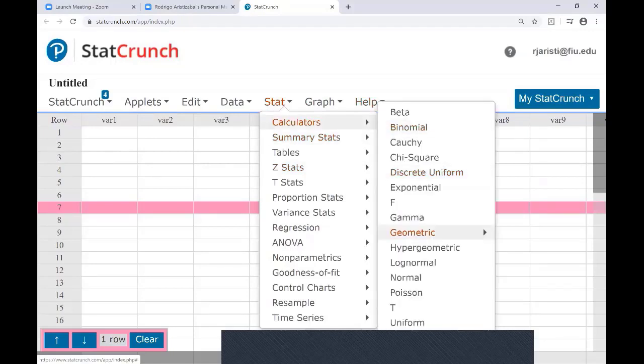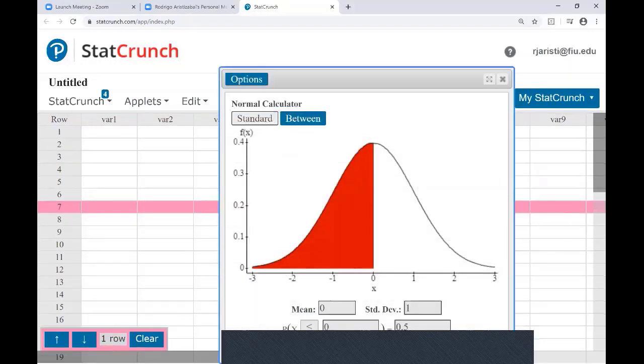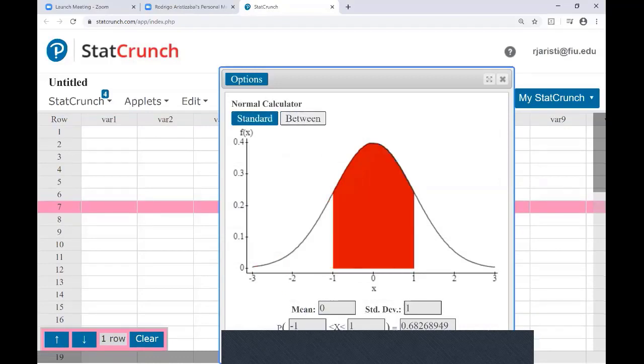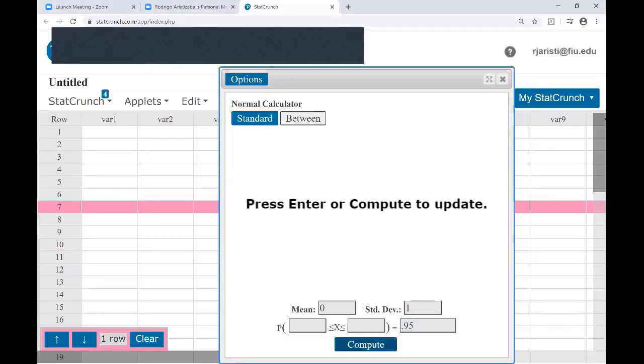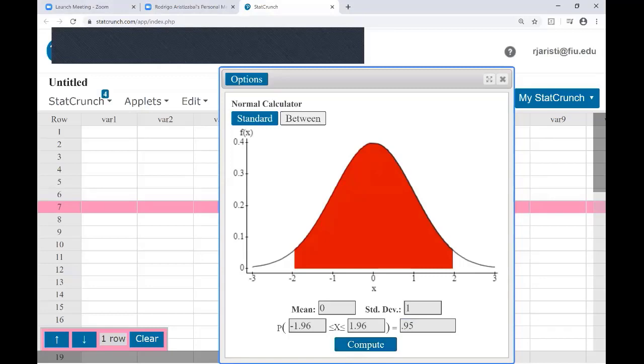In the calculator, you have to use Normal, and in the normal distribution, you can find the critical value in the standard normal distribution using Between, and the area between is 0.95. When you compute this value, you will obtain exactly 1.96. Between negative 1.96 and positive 1.96, you have 95% of all samples. This is the way that you can use the table using StatCrunch. Actually, this is the same value that appears in the table.